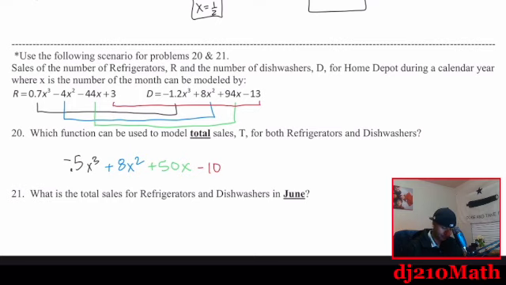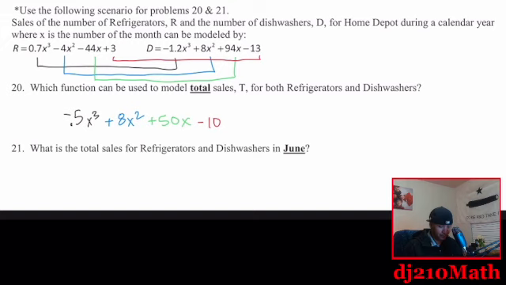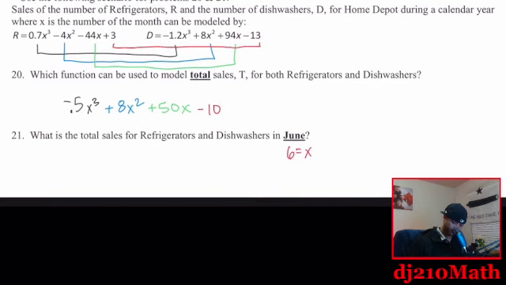Too easy. So now we want to figure out the sales of June. So June is January, February, March, April, May, June. It's the 6th month. So we're going to plug in 6 everywhere there's an x.